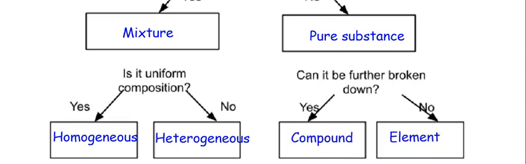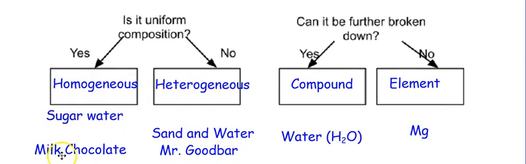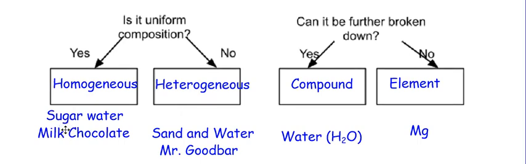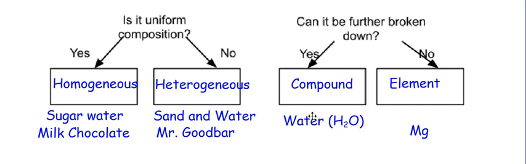So what I put underneath here are some of those examples. Homogeneous, you have sugar water and milk chocolate. It is the same throughout. Heterogeneous is your sand and water and your Mr. Goodbar. It is not the same. The sand's at the bottom, the water's on the top, and the Mr. Goodbar has the peanuts in it. A compound is water, like we said before, just add electricity to it and you can break it apart. An element, if you add electricity to magnesium, you're just adding electricity to magnesium, nothing's going to happen, okay?